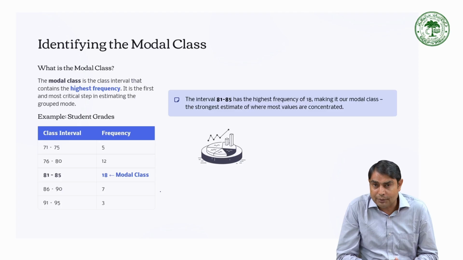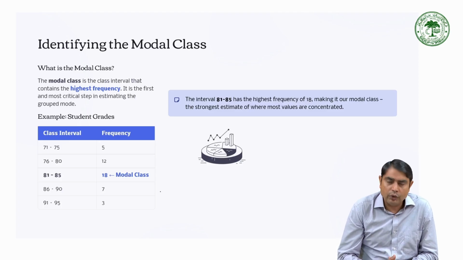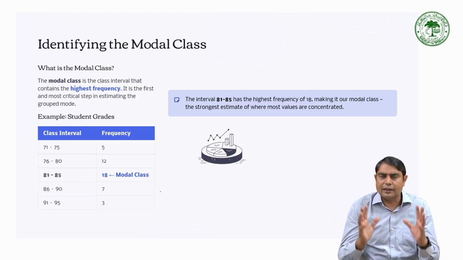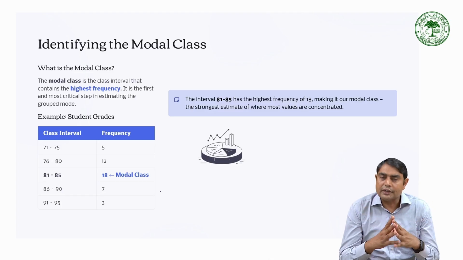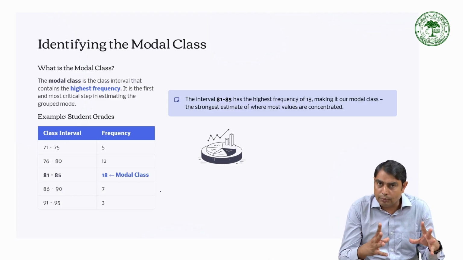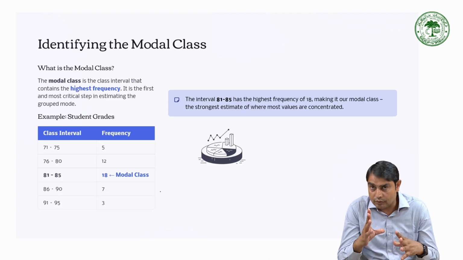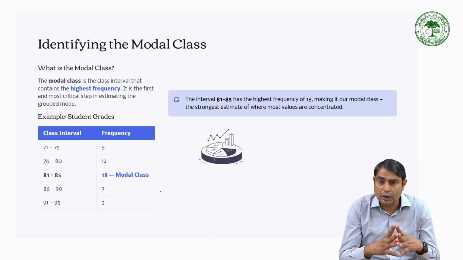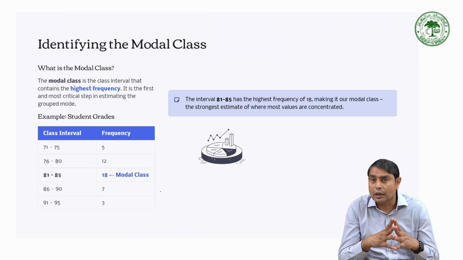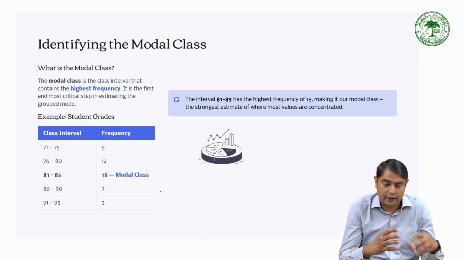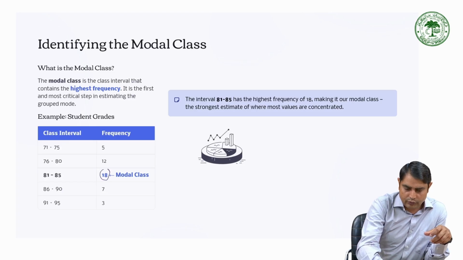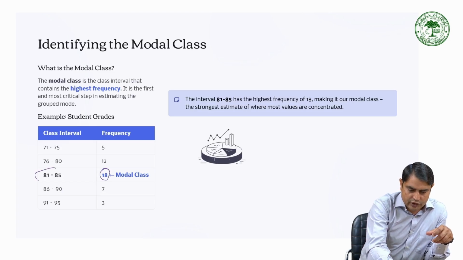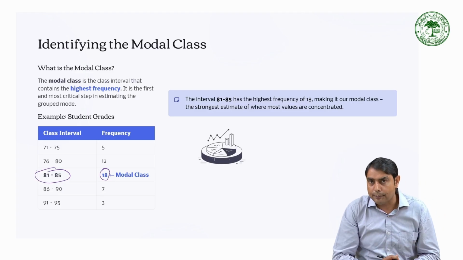So we'll take one more example to have better clarity. What is the modal class? The modal class is the class interval that contains the highest frequency, obviously. It is the first and most critical step in estimating the group mode. The first thing you have to do is find the range with the highest frequency. If I go for this example, I will find that the highest frequency lies in this range. So this is my modal range.